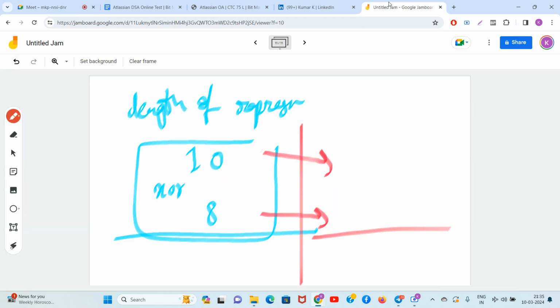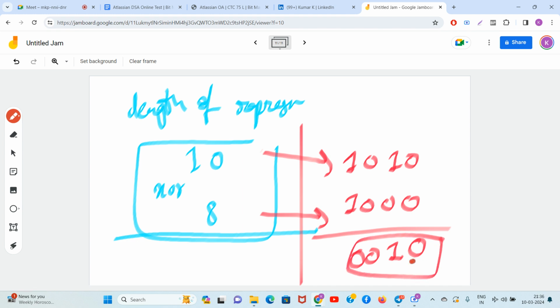1010. Okay. And 8 looks like 1000. What is the XOR, guys? 0 1 0 0. So guys, the answer is 0010, but we want the answer in decimal. So again, convert the binary answer you got into decimal. Please tell me, guys, what will be the answer? 0010 is what? It is nothing but a 2. Clear, guys? Clear?